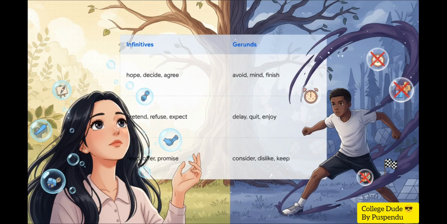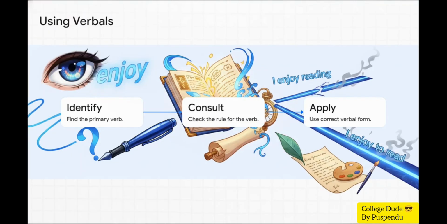You avoid traveling. So let's put this into practice. To write flawlessly, you just follow 3 simple steps. First, identify the primary verb in your sentence. Let's say it's enjoy. Second, consult the rule. Enjoy takes a gerund. Third, apply it correctly. You say, I enjoy reading, not I enjoy to read.